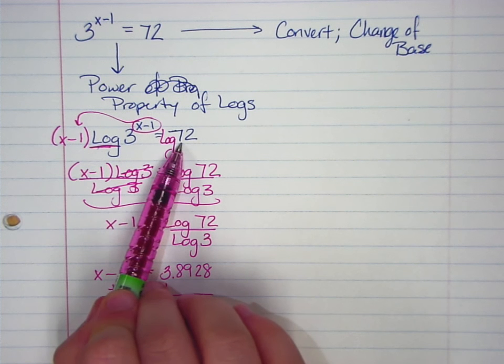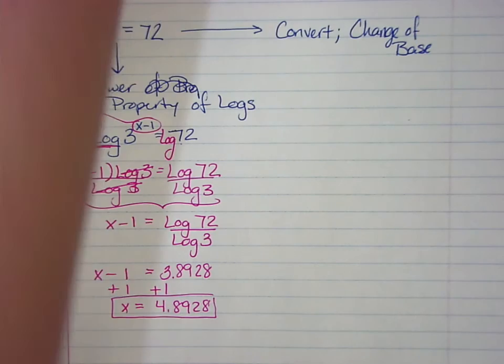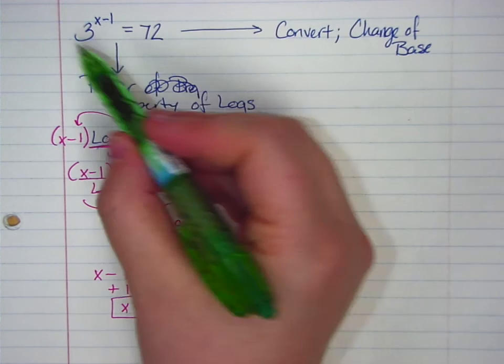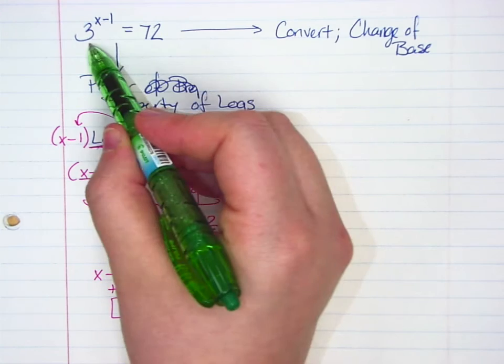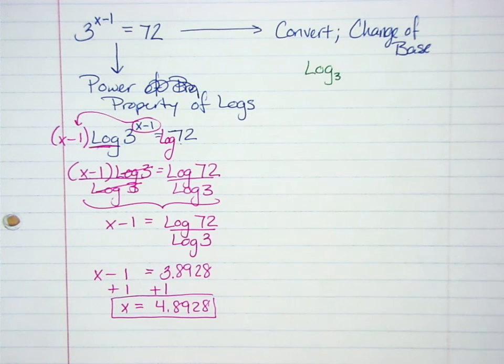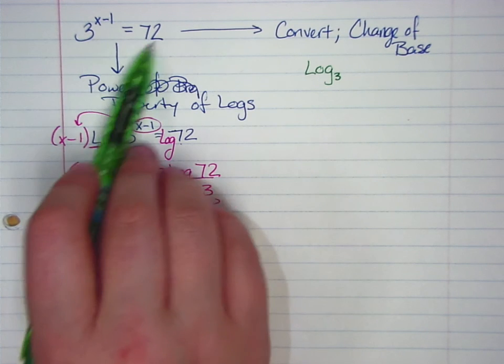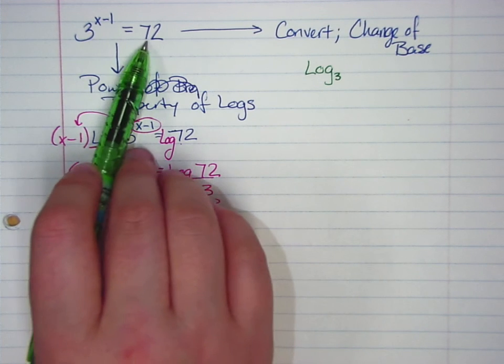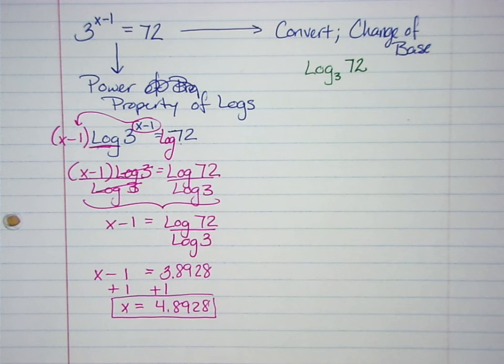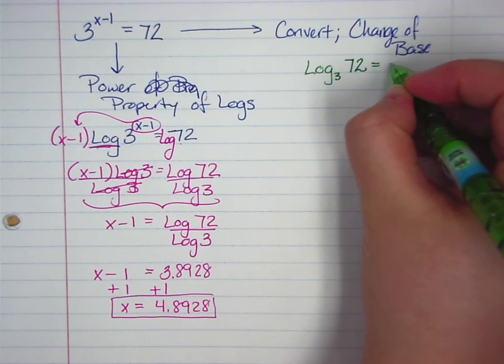All of this came out of using the power property to pull this exponent down to the front, logging both sides. If I instead wanted to convert this exponential equation to log form, I would take the base of my exponent becomes the base of my log. So this would be log base 3. My argument is always what my exponential equation is equal to. So I'm going to take log base 3 of 72. And a log equation always solves for an exponent. So the exponent here is x minus 1.